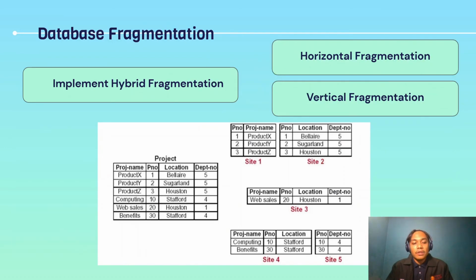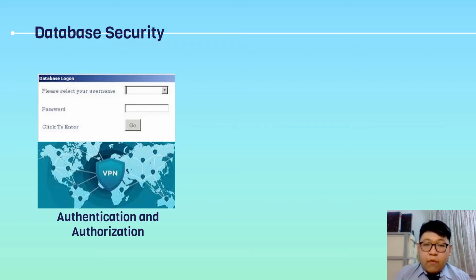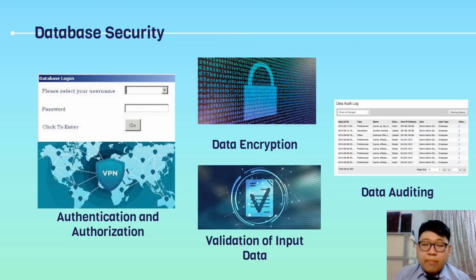And then finally, we will use database fragmentation, which implements horizontal fragmentation and vertical fragmentation, which is suitable for this type of retail company. For data security, one of the measures we take is authentication and authorization. We restrict the database login through a username and password combination. We use a business VPN for access control, and only employees with credentials can access the data. Besides that, we also implement data encryption, validation of input data, and data auditing.